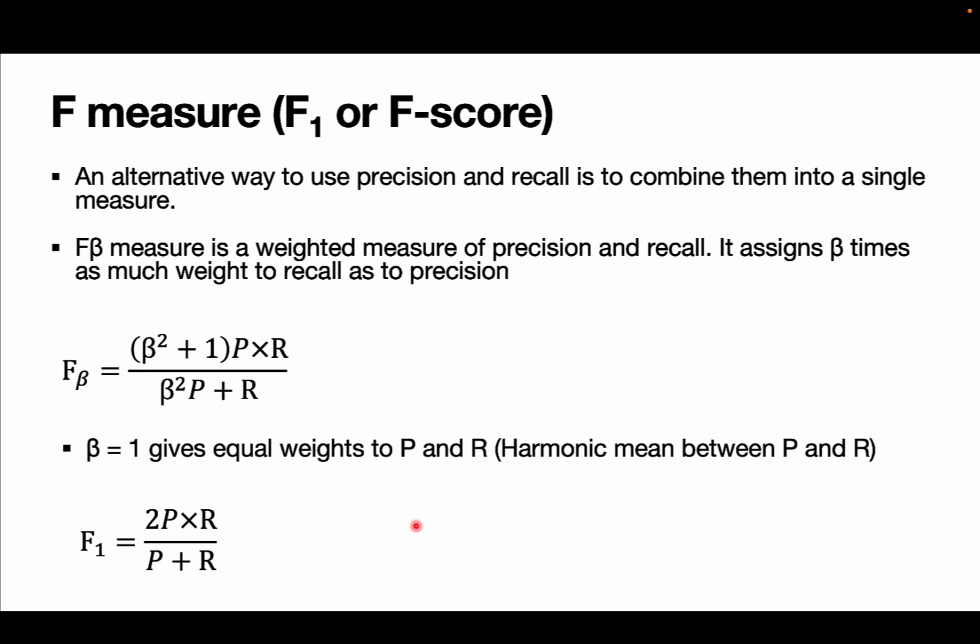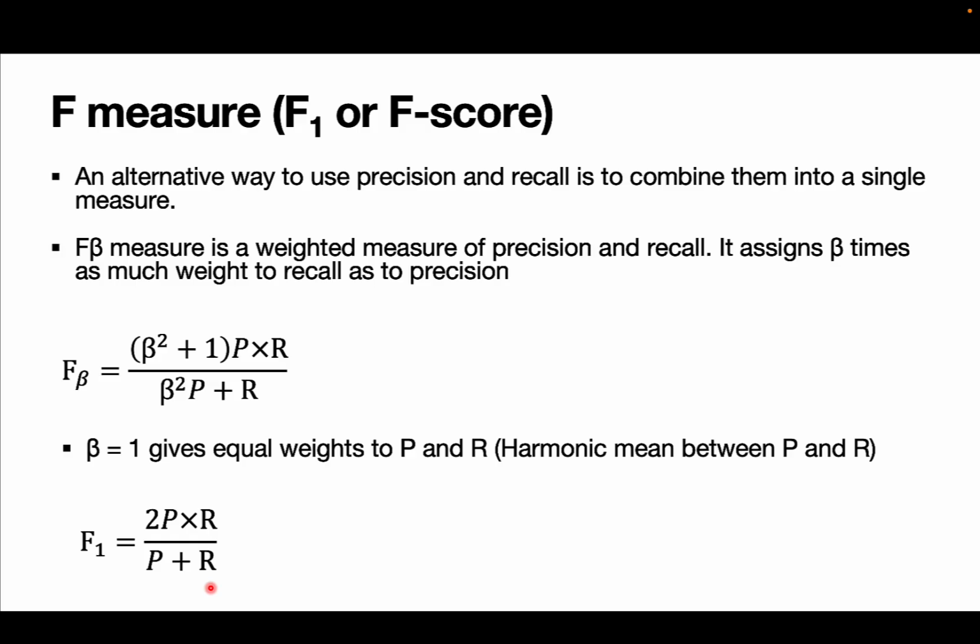However, analyzing two numbers can be inconvenient. That's why researchers came up with a new measure, the F measure, or F1 or F score, depending on how it's defined. Let's focus on the F1 definition. The F1 score tries to balance precision and recall. It's defined as the harmonic mean of precision and recall, which is 2 times precision times recall over precision plus recall.